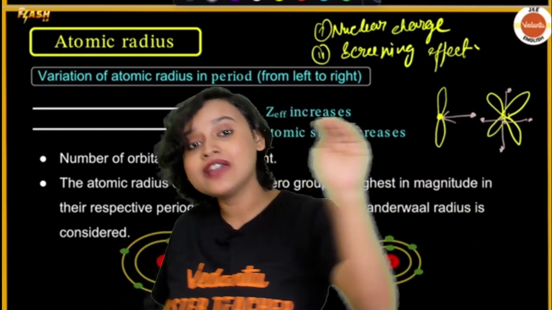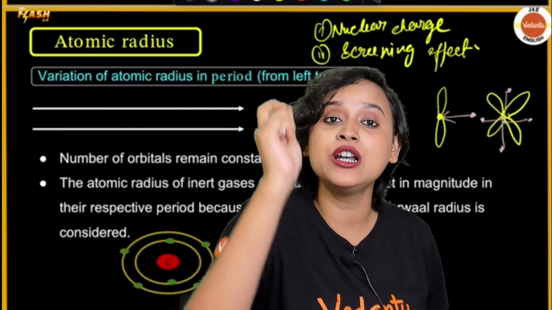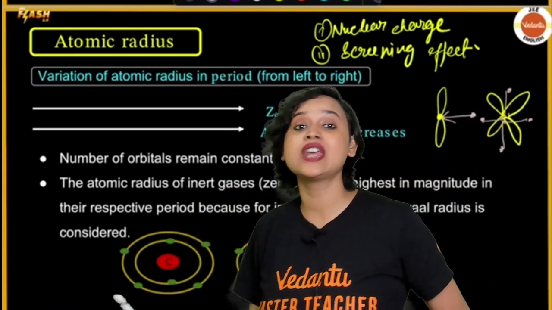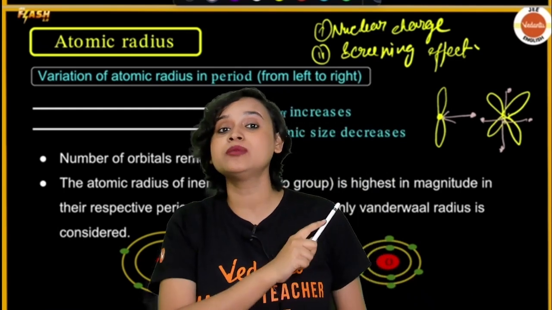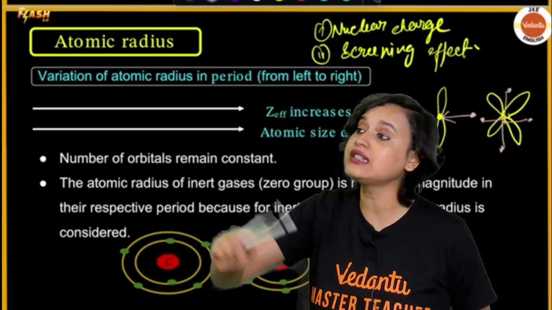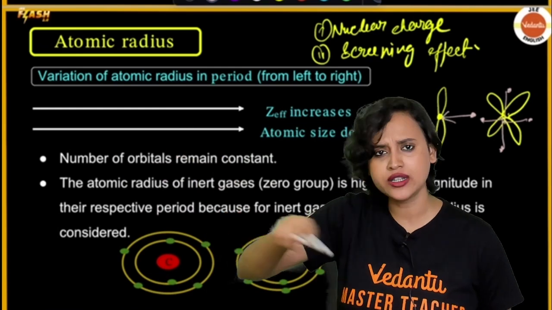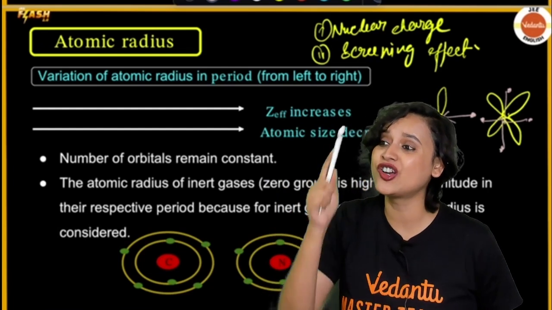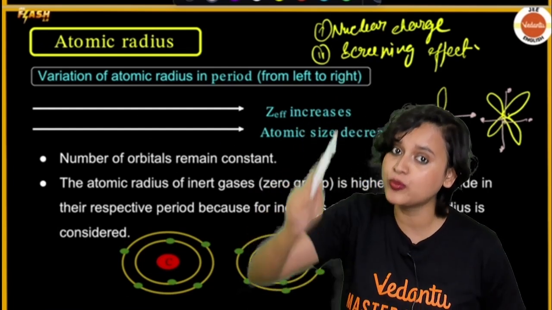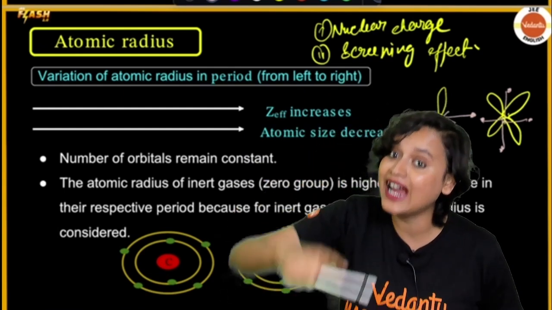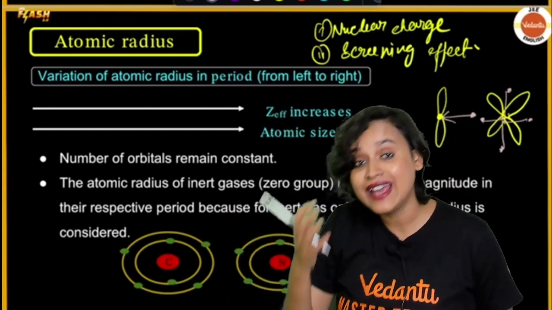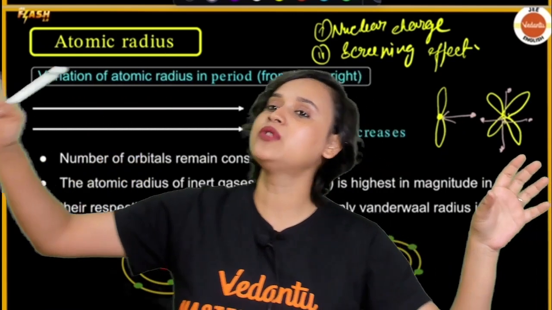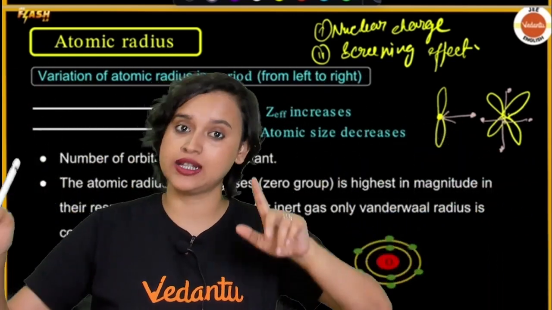Now when you move from left to right in a period, your principal quantum number remains the same. There is not an increase in the shell. The shells remain the same. You are only increasing the number of electrons or the number of protons for that matter, right? Now, if you increase the number of protons, your nuclear charge increases. That means there are more protons, more positive charge, and that can pull in more electrons. And hence we see that the s block elements have the largest size, but the p block elements have comparatively smaller size, except noble gases.